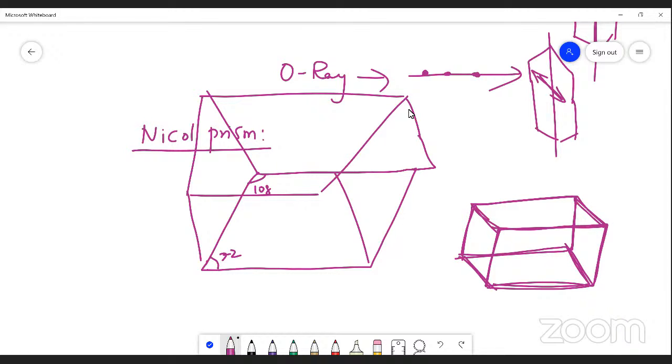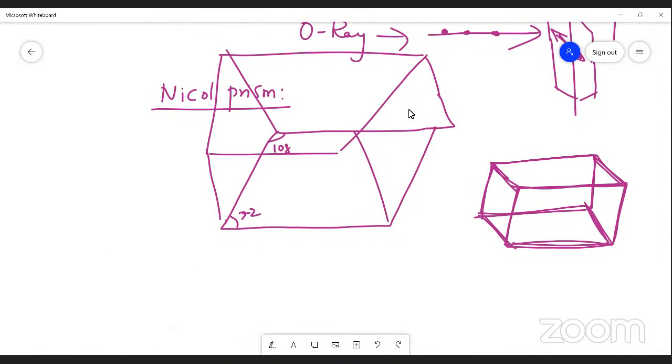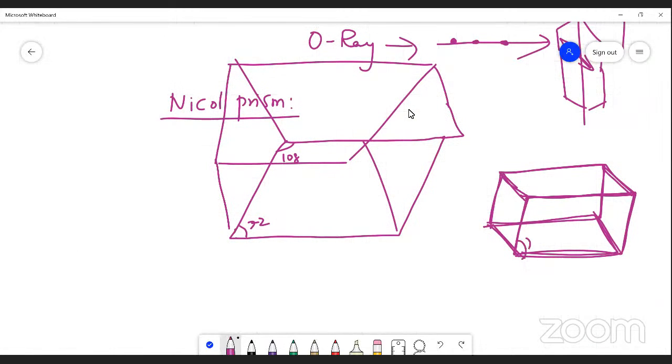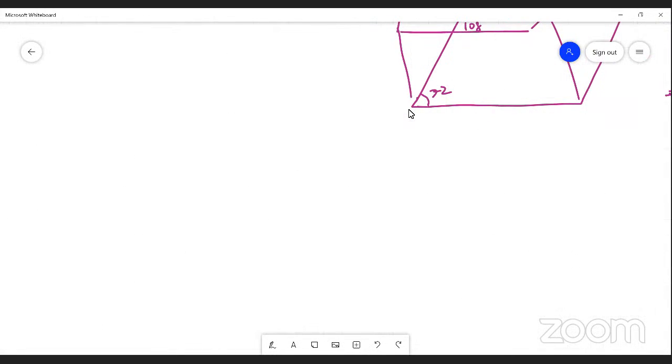These are calcite crystals. These crystals make an angle of initially 72 degrees, and this is 108. It is divided into two parts almost through the diagonal, so the face angle should change.